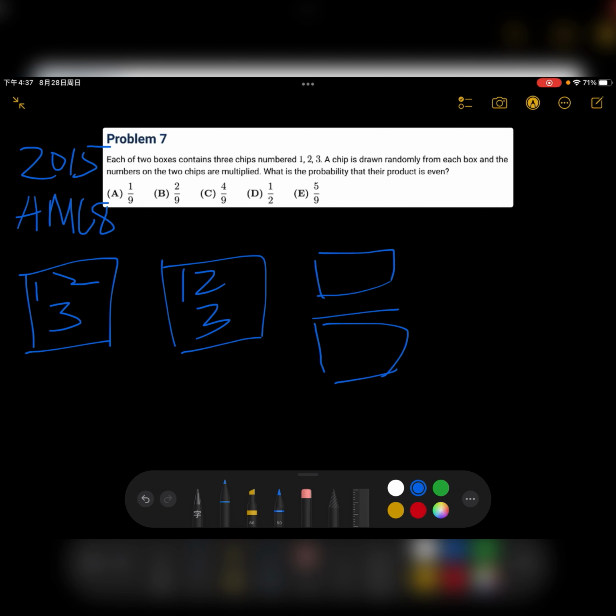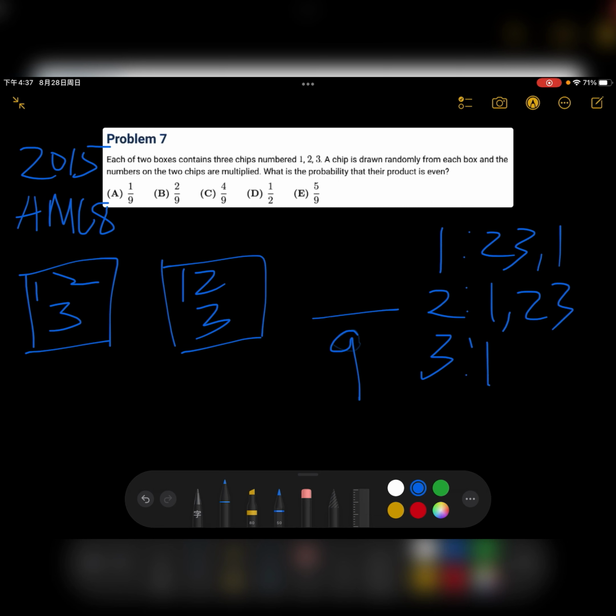Now, in our case, the number of outcomes is the number of chips in box 1 times the number of chips in box 2, which is 9. If you don't understand how I got 9, I will label this out. Since we're drawing 1 chip from each box and both boxes have numbers 1, 2, and 3, let's say we draw 1 from the first box and we can get 1, 2, or 3. And then for number 2, we can also get 1, 2, and 3, and so forth for 3, which is still 1, 2, and 3. Counting up all those possibilities, it's 9 total possibilities.